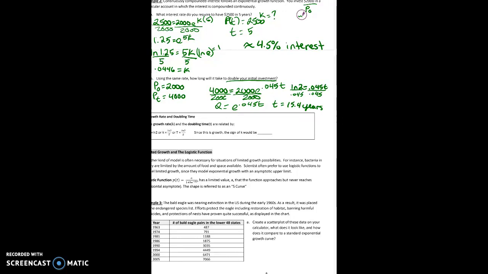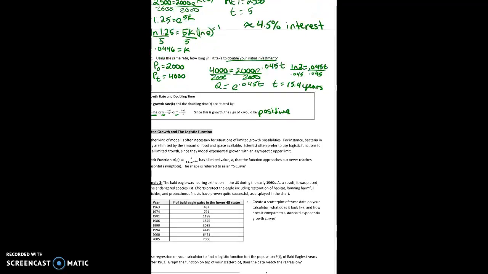So what I want you to notice is when we take our doubling, no matter what, when we take that ratio, we should always get 2 because you're taking double your investment. So there's actually a little shortcut that you can do if you know that you are doubling. So the growth rate in doubling time. We should know that kT, which is the 0.045 times T, equals the natural log of 2. That's one way to think about it. If you're looking for k, or if you're looking for T, this is the formula that you can use. And since this is growth, we know that k would be positive because it's obviously getting larger.